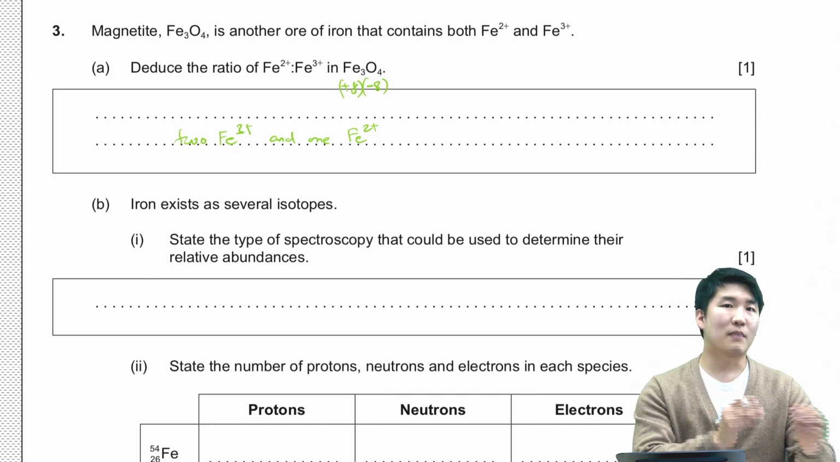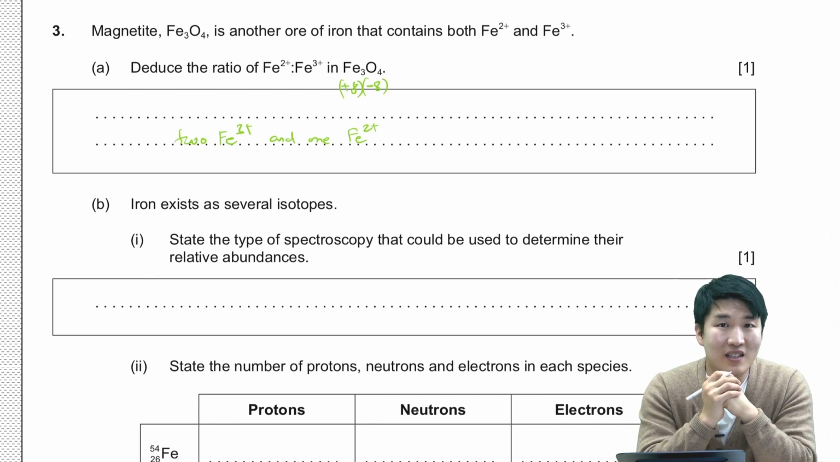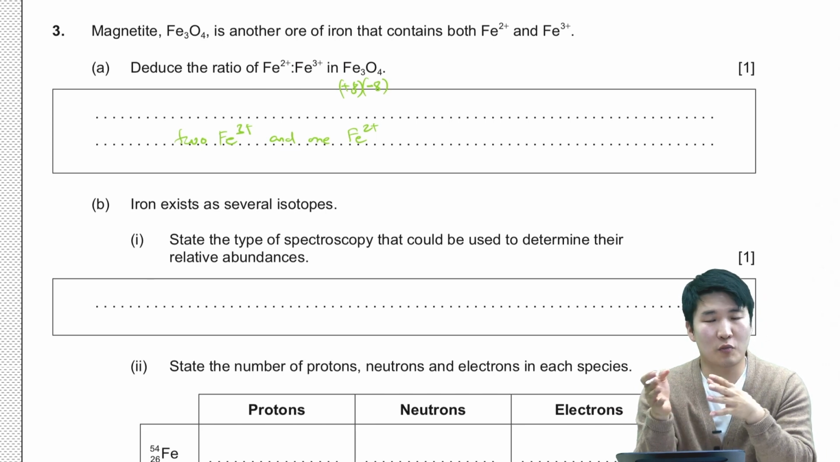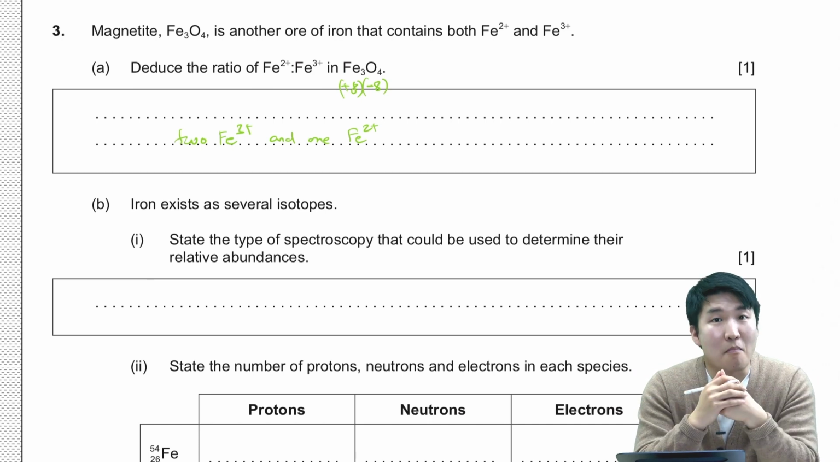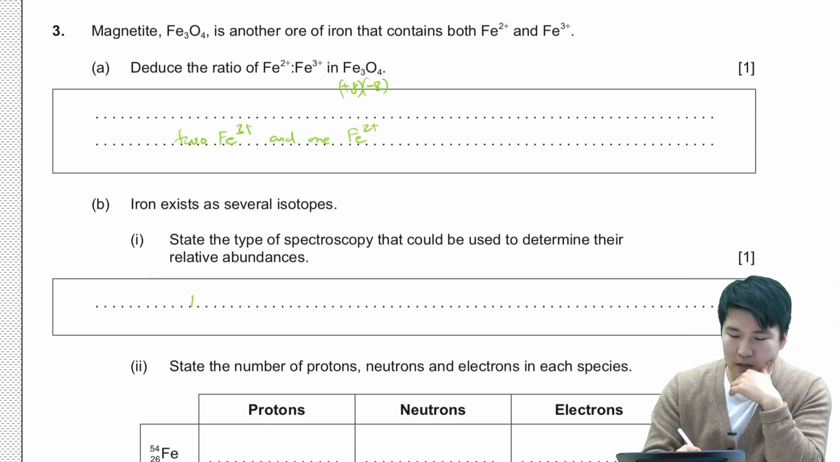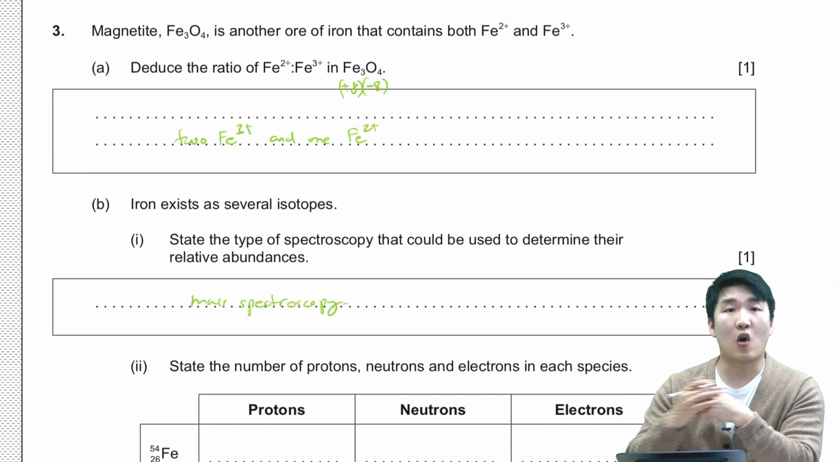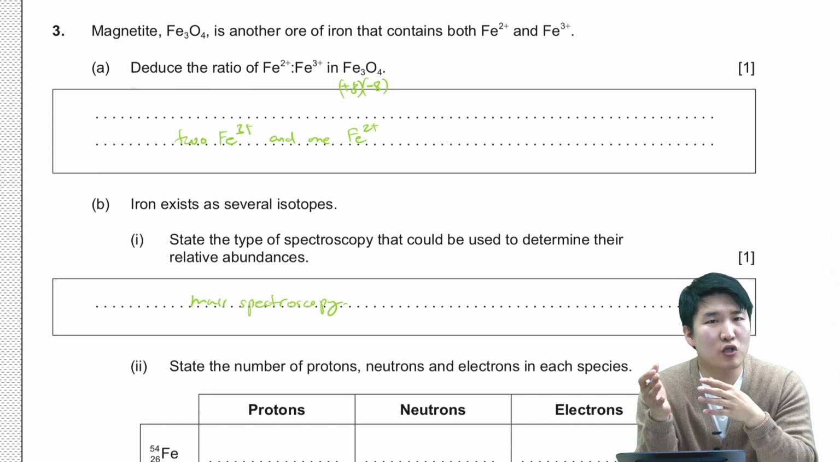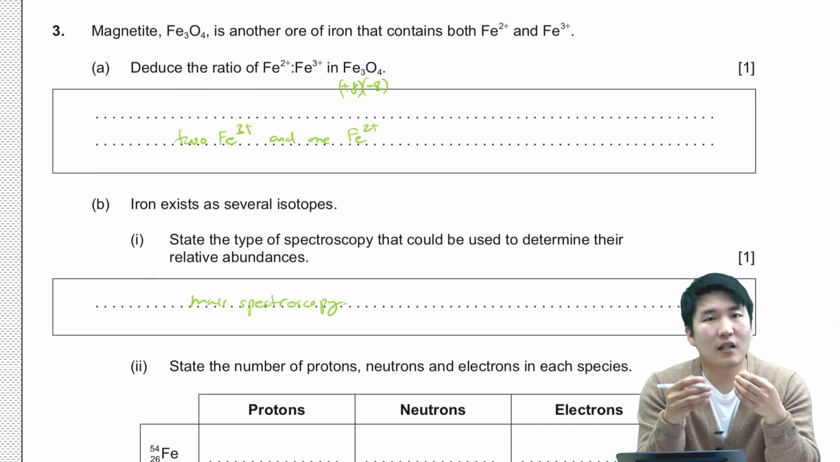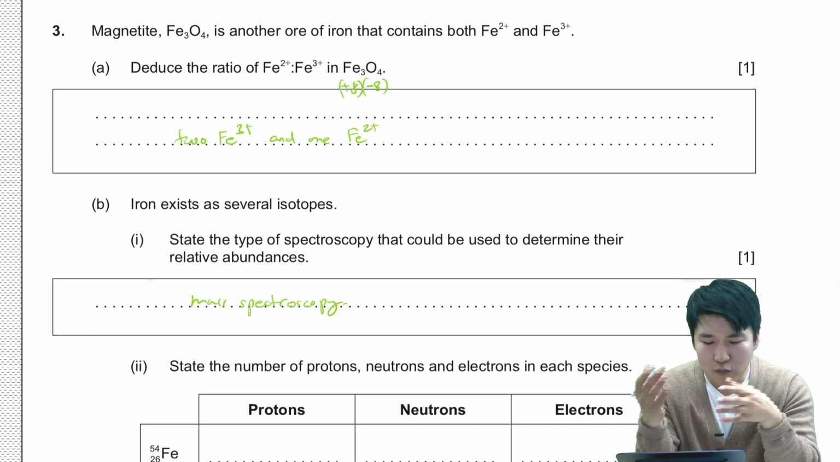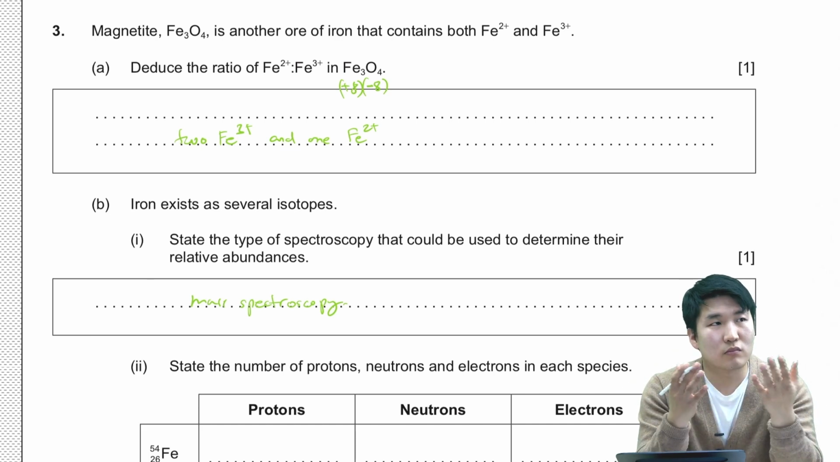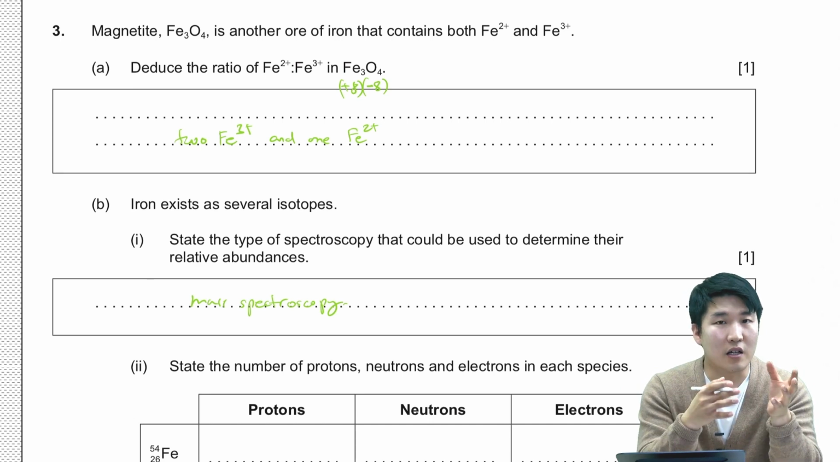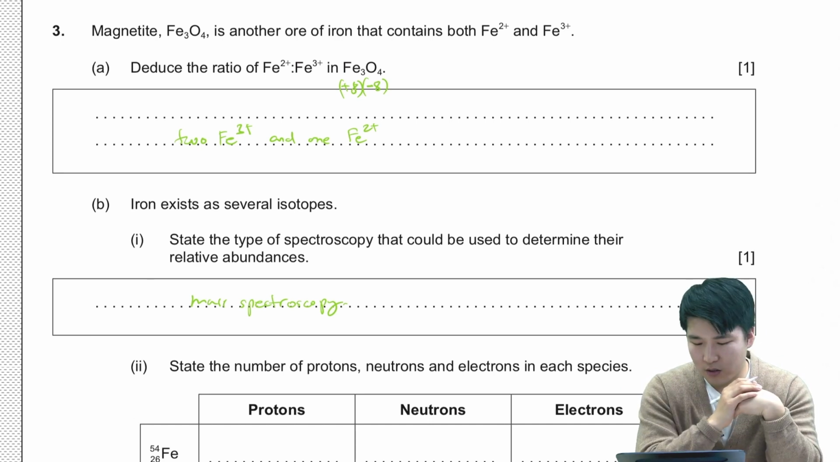State the type of spectroscopy that could be used to determine their relative abundances. Relative abundances of isotopes can be indicated by mass spec. Mass spec will tell us about the relative abundances of isotopes. The other spectroscopy, IR, infrared, and 1H NMR, are for bond vibrations, IR, and hydrogen environments for NMR.